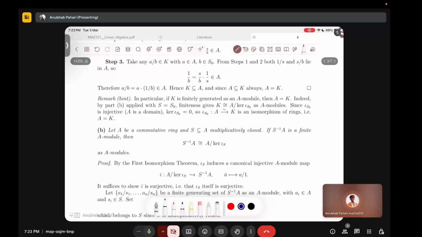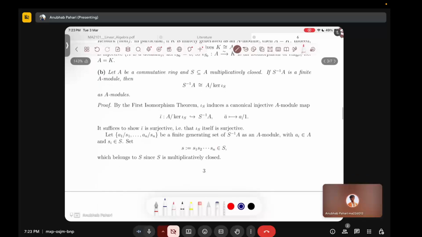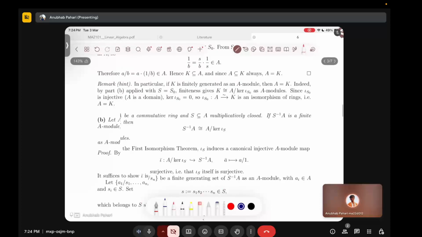Now we go to our next problem that says: let A be a commutative ring and capital S a multiplicatively closed set. If S inverse A is a finite A module, then S inverse A is isomorphic to A by kernel of i_S as A modules. You can try this for 5 minutes, then we can start.